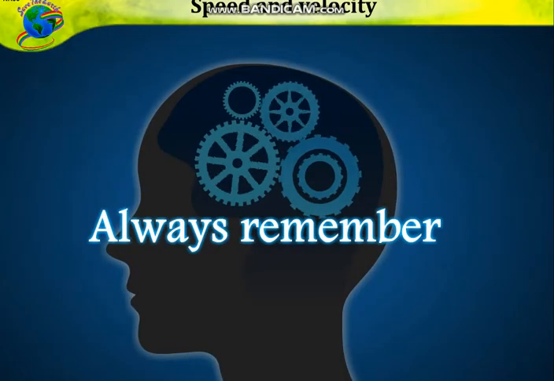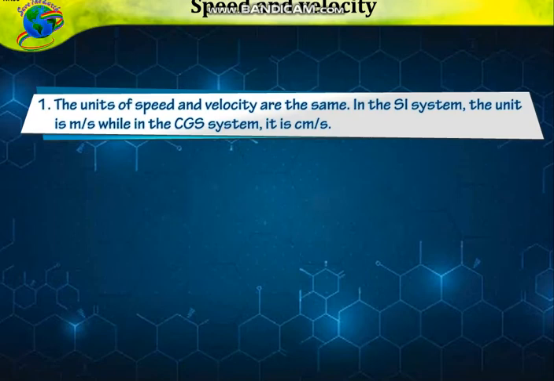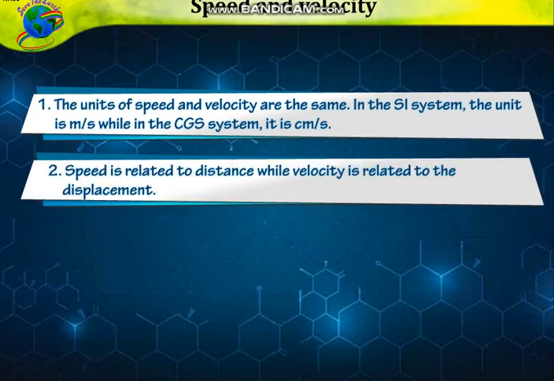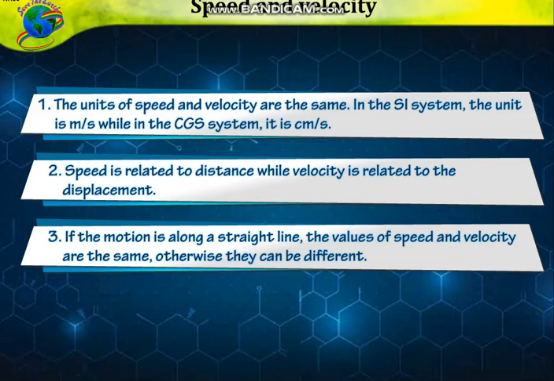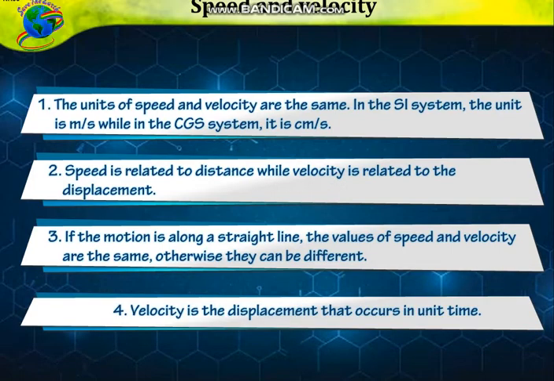Always remember: 1. The units of speed and velocity are the same. In the SI system, the unit is meter per second, while in the CGS system, it is centimeter per second. 2. Speed is related to distance, while velocity is related to displacement. 3. If the motion is along a straight line, the values of speed and velocity are the same, otherwise they can be different. Velocity is the displacement that occurs in unit time.